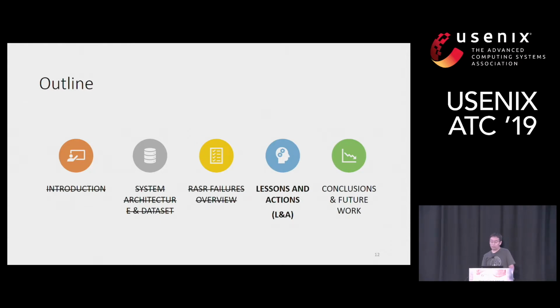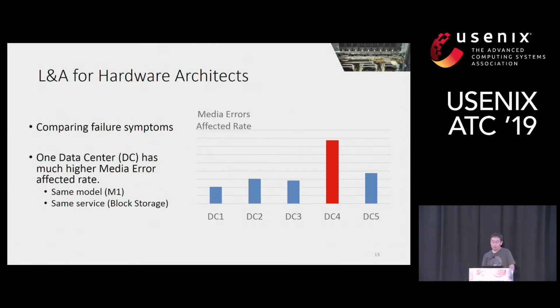Next, we'll cover the lessons we learned from studying these SSD-related failures. The first one comes from hardware design and node placement within a rack. This is a puzzle we encountered at the beginning of the research. It's a once very common SSD model, used in a very common service. But in one particular data center, it has more than double the media error rate of the same SSD used in the same service, but in different data centers.